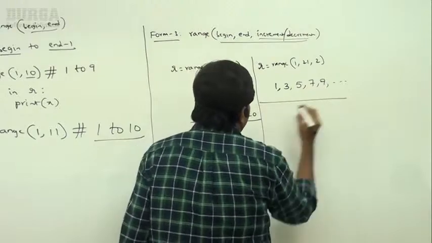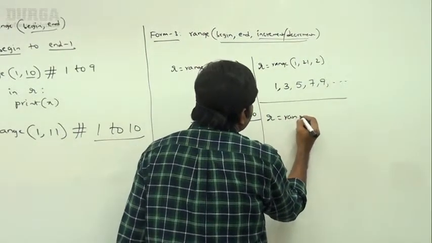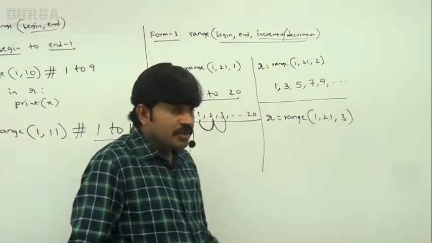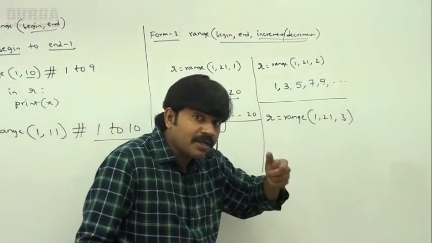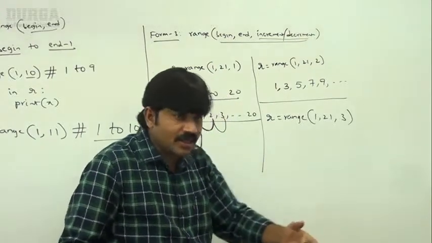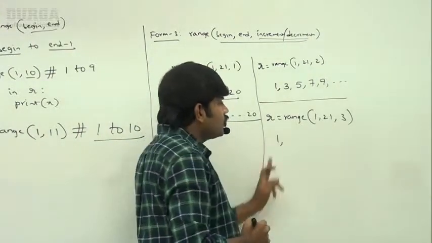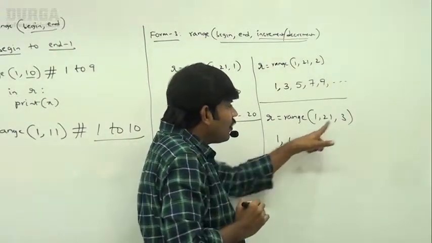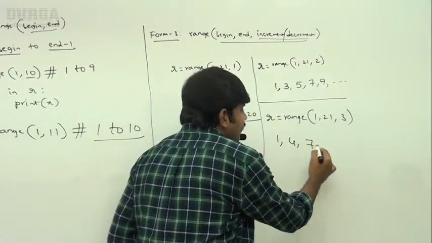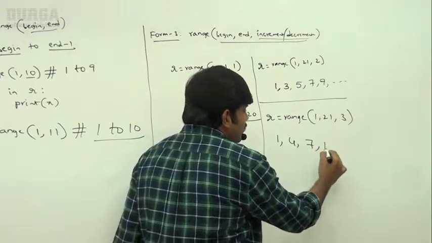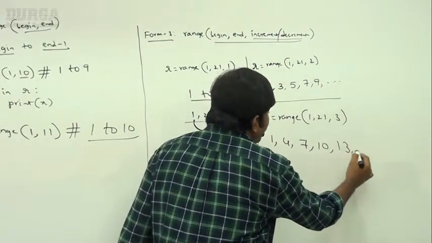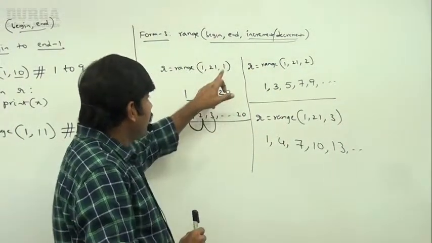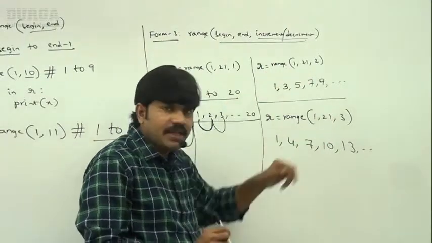Similarly, R is equal to range of 1 to 21 comma 3. Every time increment by 3. So 1, then 1 incremented by 3 means 4. 4 incremented by 3 means 7. 7 incremented by 3 means 10, then 13, like it's going to represent. Is it clear for all of you, right? What is the meaning of increment 1, increment 2, increment 3, right?